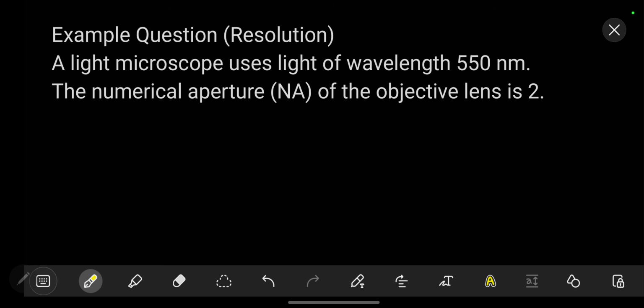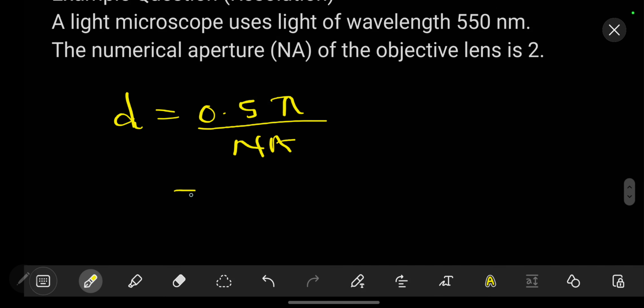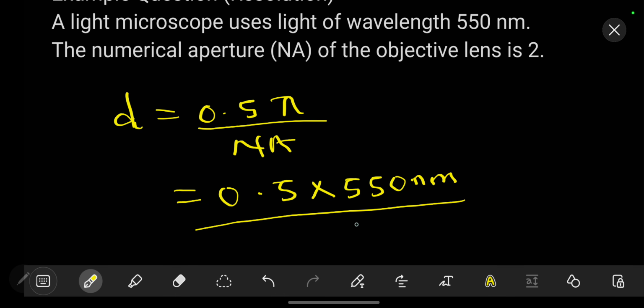Let's say we have this question: a microscope uses light of wavelength 550 nanometers. The numerical aperture of the objective lens, let's say, is 2. So what are we going to do? Let's say we are finding the resolution. Resolution is equal to 0.5 over our numerical aperture. So we have 0.5 times our wavelength, 550 nanometers.